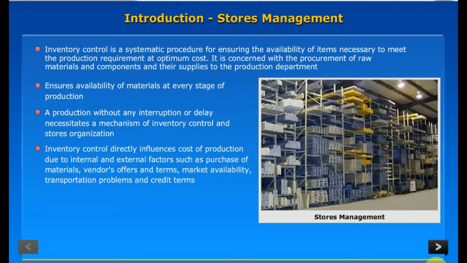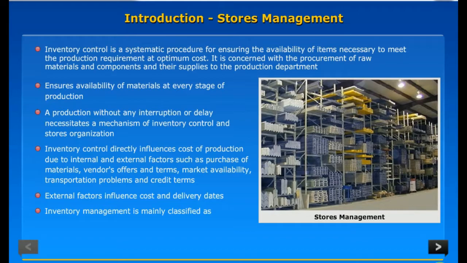Inventory control directly influences cost of production due to internal and external factors such as purchase of materials, vendors, offers and terms, market availability, transportation problems and credit terms. External factors influence cost and delivery dates. Inventory management is mainly classified as effective running of the stores and stock control of items.